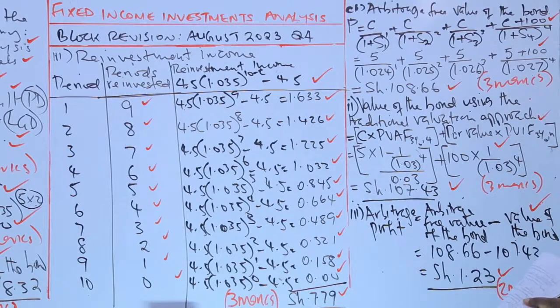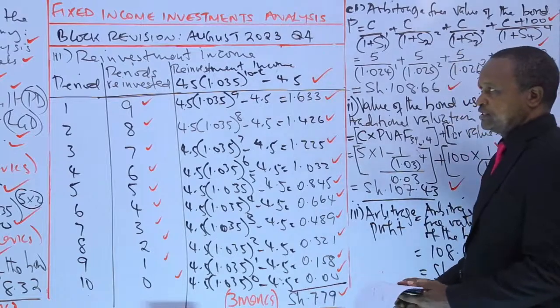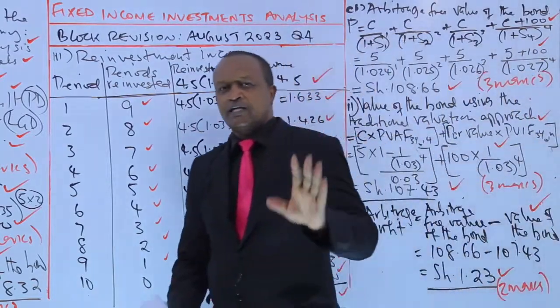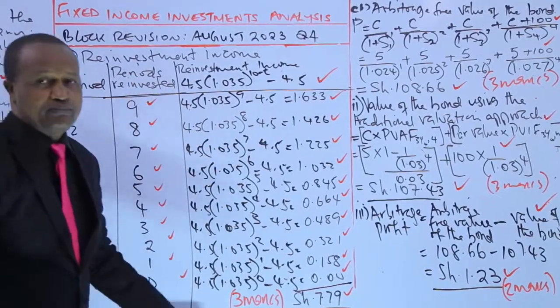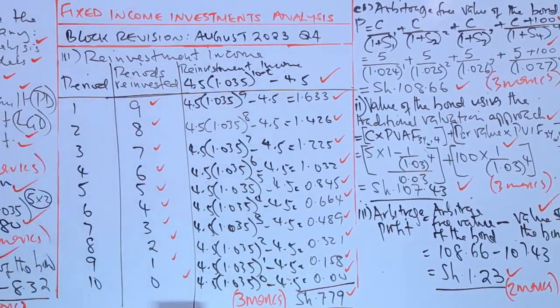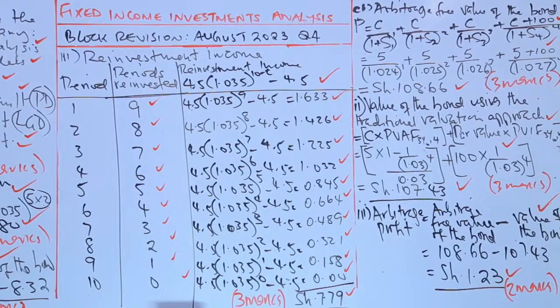So we worked out August 2023 question 4, fixed income investment analysis that was done by the CIFA candidates. Thank you for attending the lesson. Make sure you go through the video one more time. Then you can check from our books, revision books. Let me show you a sample of the book.